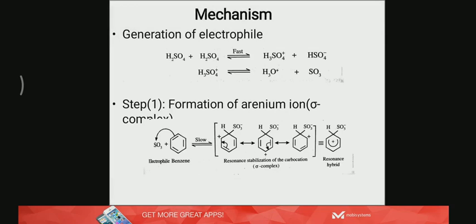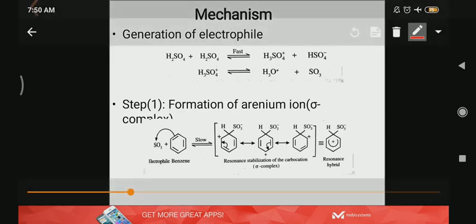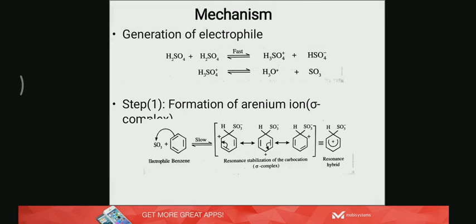Fuming sulfuric acid is sulfuric acid containing excess of SO3 dissolved in it, which is essentially found during the manufacture of sulfuric acid by contact process. If the reagent is fuming sulfuric acid, SO3, the electrophile is present there itself. If not, if we are using concentrated sulfuric acid, it produces SO3 in situ by this reaction. So generation of electrophile, which is represented before we explain the mechanism.